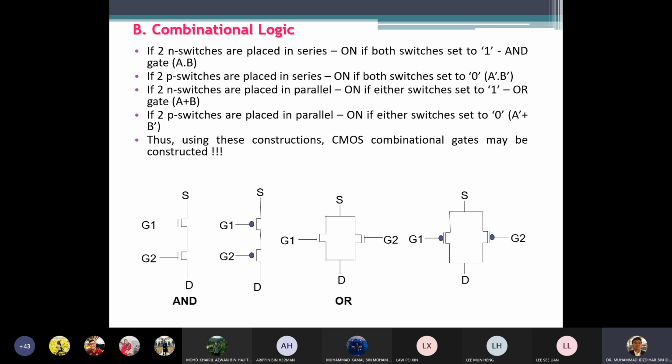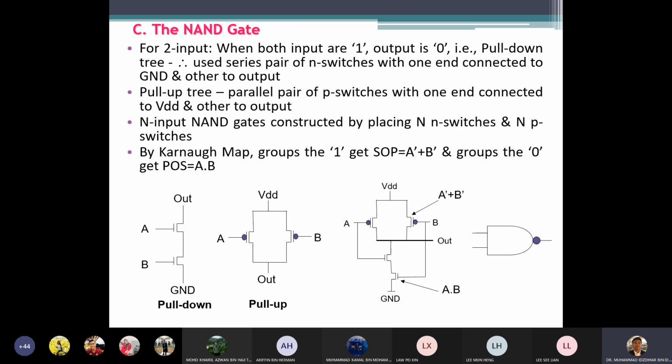Okay. So using this construction, this law, this understanding, you can design any CMOS combinational gates as long as you follow these rules. So next we go to the NAND gate. Is there any question before we go to the NAND gate? Any questions? If it's okay, I will go faster. If it's still not clear, I have to slow it down.